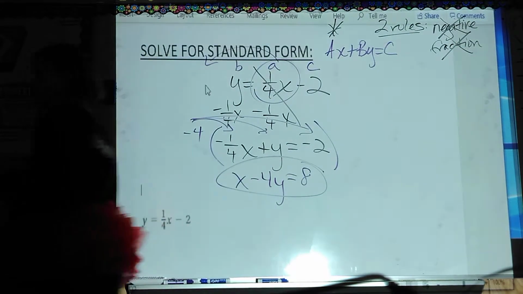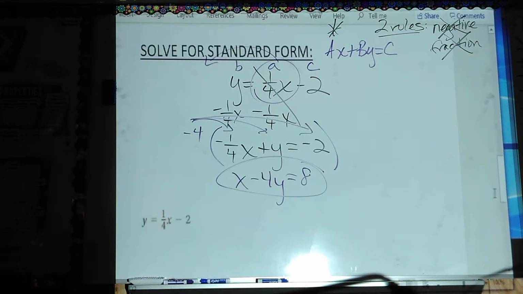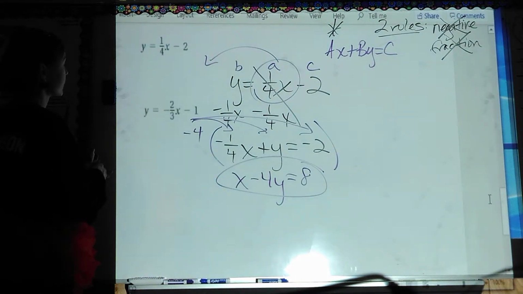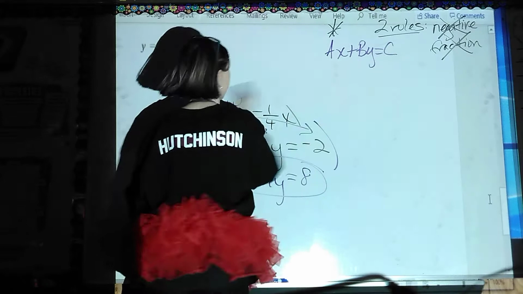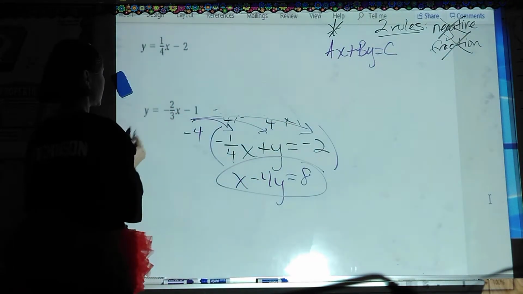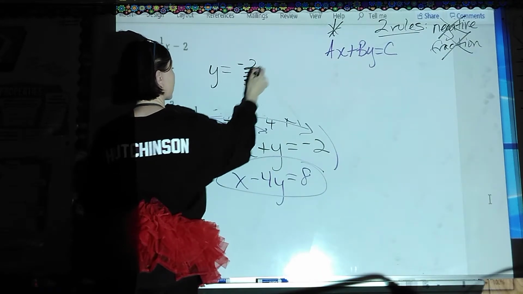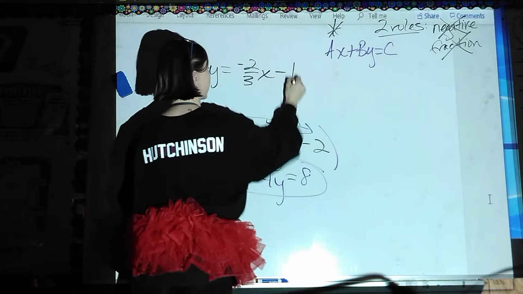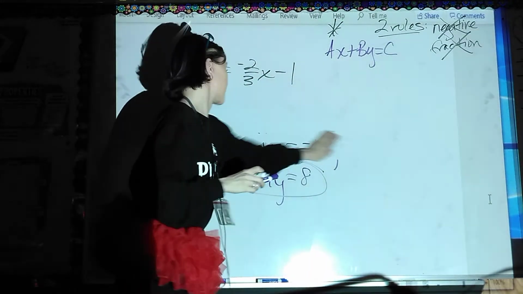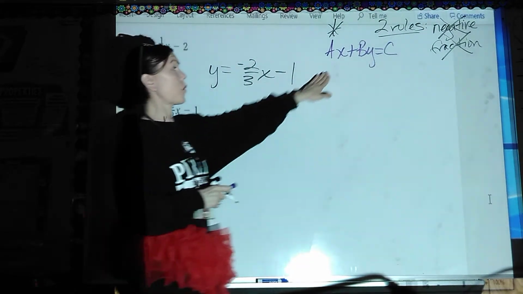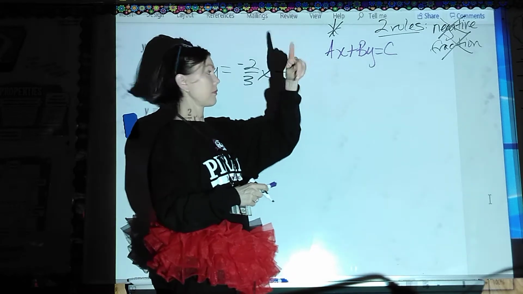I'm going to give you one more example, and then we're going to go over it live together. The last example, I'm going to let you try it, but I'll write it up here for you. If you can see it here, it's y equals negative 2/3 x minus 1. So right now, this is in slope-intercept form, and I want you to solve for standard ABC form. Go to it.